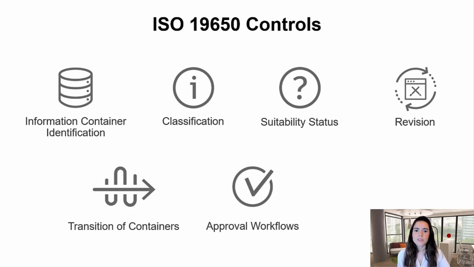You need the ability to classify the data and to assign specific suitability status to ensure that anyone accessing and using that data knows exactly what it's for. A CDE with ISO 19650 also needs to have revision control, which is not the same as version control. We need that only specific revisions are available for use by the project team, ensuring that everyone is working from the correct information.